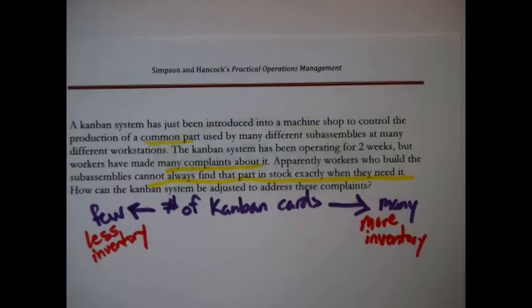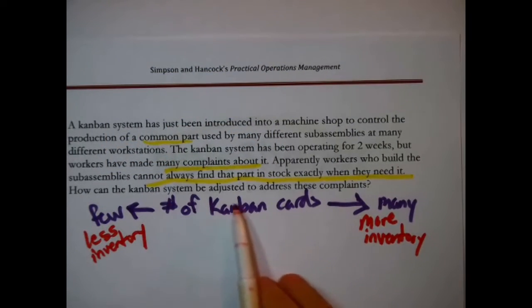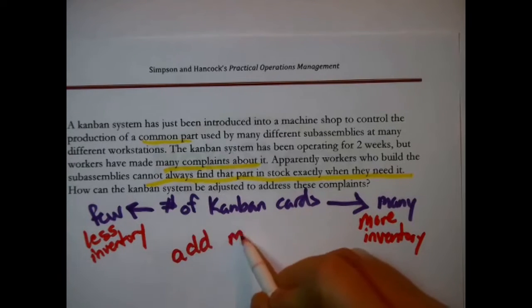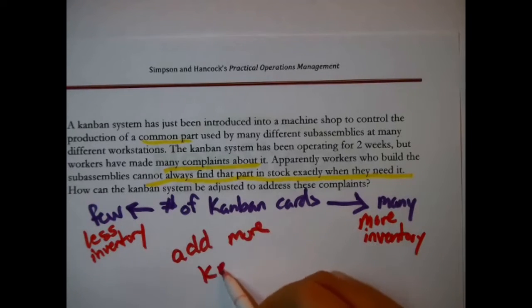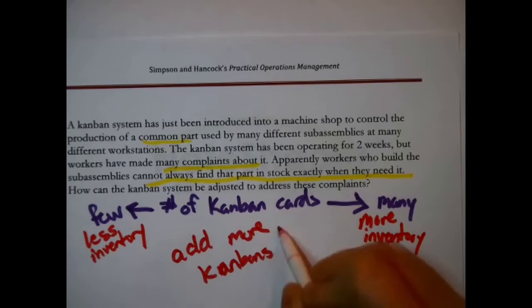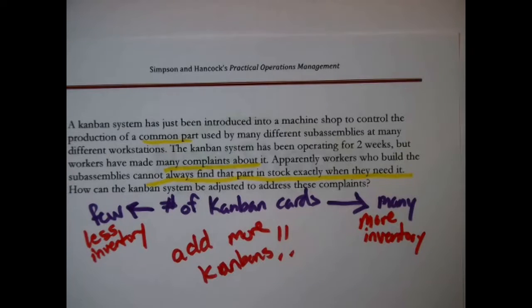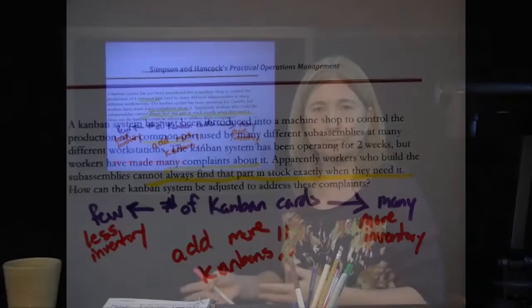So to address the question, how can the Kanban system be adjusted to address these complaints? Add more Kanbans. Add more cards into the loop. That's going to bring up the level of inventory, and then if the complaints stop, I think we've found a good level.